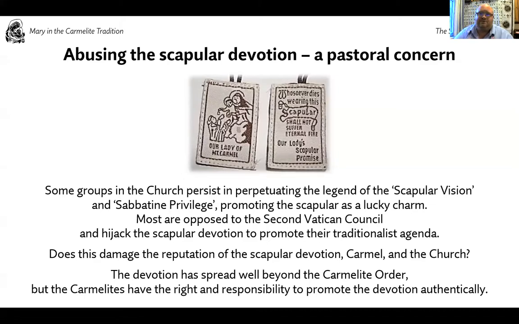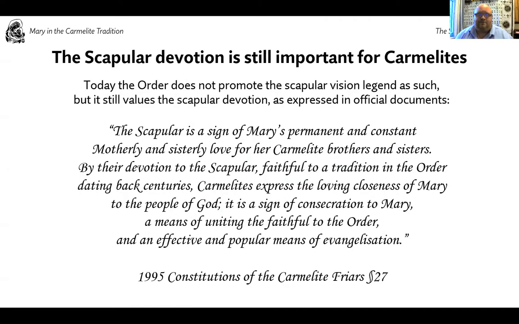It's a devotion that spread beyond the order to the broader church, but it originates with us, with Carmelites. And I think we have both a right and a responsibility to promote an authentic devotion that doesn't stray into this sort of legendary, superstitious side, but promotes the Marian spirituality that is at the heart of our order. And this is encapsulated in all sorts of official documents of the order right up to the present day.